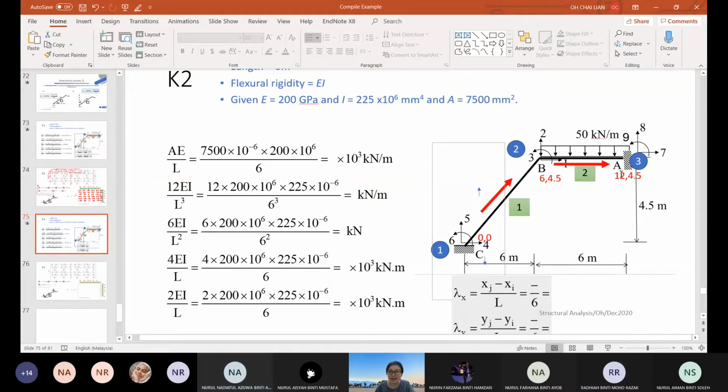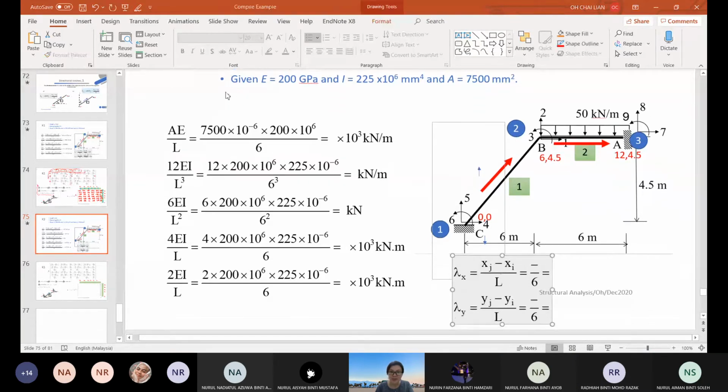So we are just using the coordinate, x and y, of the far end minus the near end and divide by the length. That's all. I will come back to you with this AE. Let me fill in first. So just now you said it's 4.5 minus this. No, this is 12 minus 6, and this is 4.5 minus 4.5, which is 0.